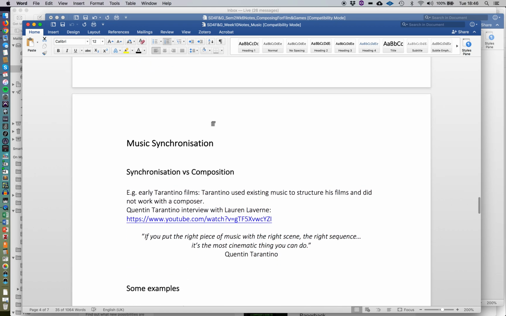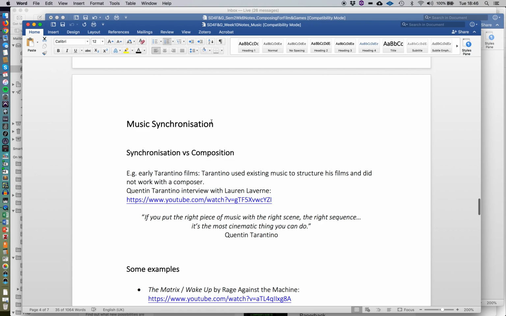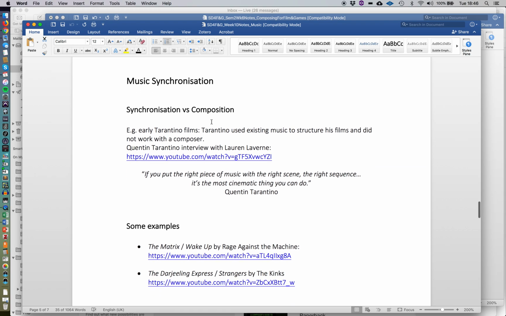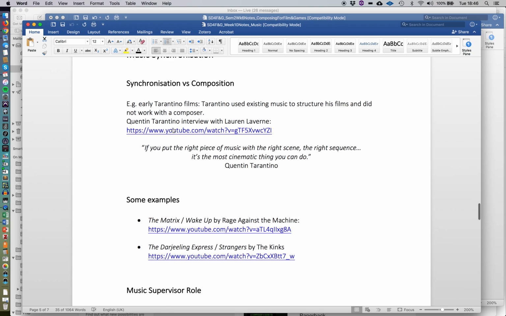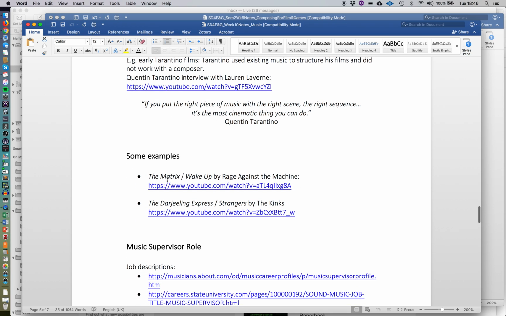And we looked at music synchronization, where you use existing music to score the film. So early Tarantino films are a really good example of this. And here's some particularly good examples, in my own personal opinion, that work really, really well. So have a look at these and think about why they work so well.